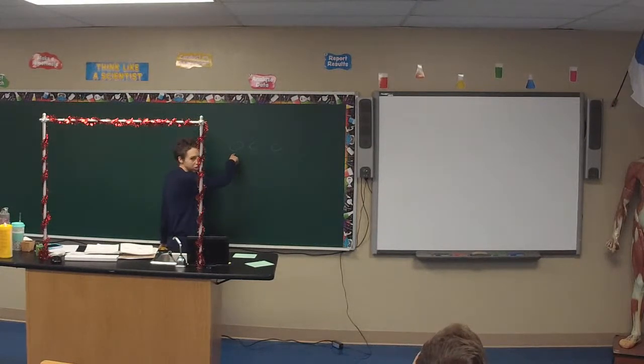So how much does oxygen start off with? 6. Alright, so how many more does oxygen need to be happy? 2. So what type of bond will form between each oxygen and carbon? Polar. Yes, it will be polar, but what type of bond? Double. So it'll be like that.